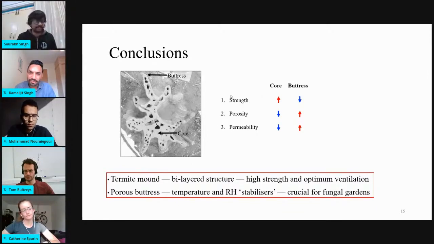There was one study in our mechanical engineering department where they showed that if you have a layered structure in which the first layer is porous and the bottom layer is much denser, the evaporation sort of stops, and it controls the whole environment. So through the bilayered structure, termite mounds are able to achieve good ventilation, and because of a denser core, they are able to achieve high strength. So thank you.